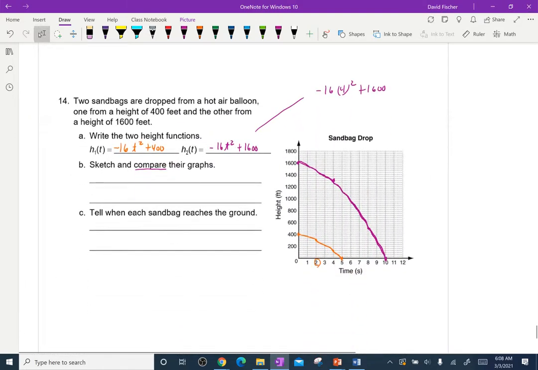Now they named them for us. So my h of 2 is the purple one, is wider than h of 1. The second thing is they said they both open up downwards.